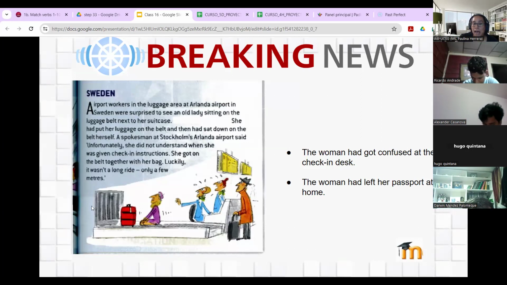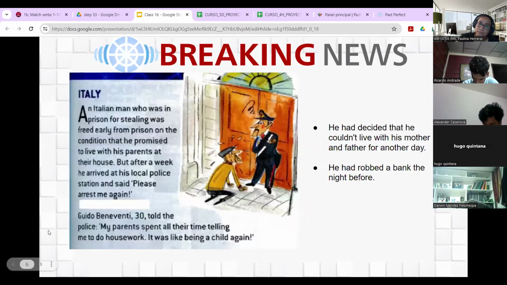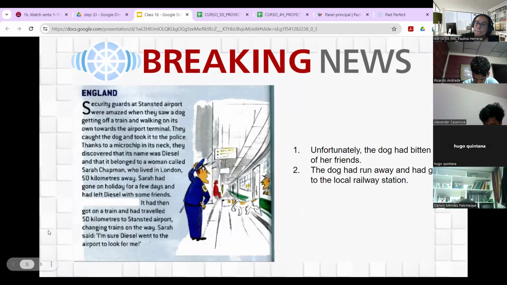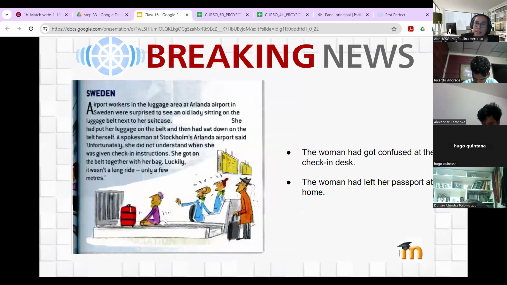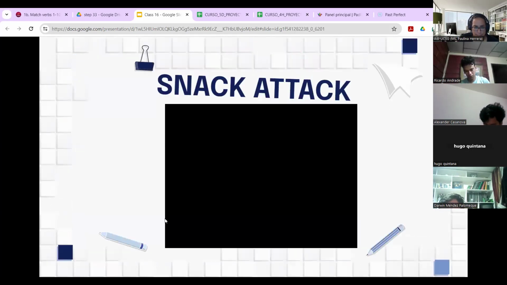So she sat on the belt. What happened first? She was confused. Then she sat on the belt. Another one. We have it here. The dog had run away and had gone to the local railway station. Then the policeman caught him. So all of these sentences talk about the things that happen first in the past.